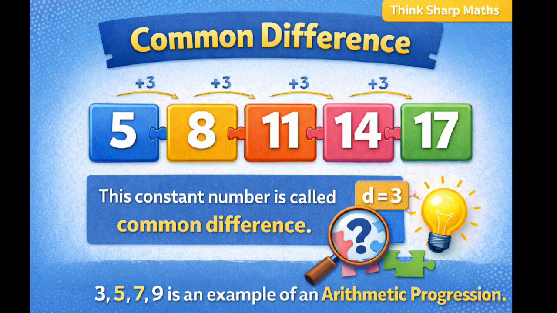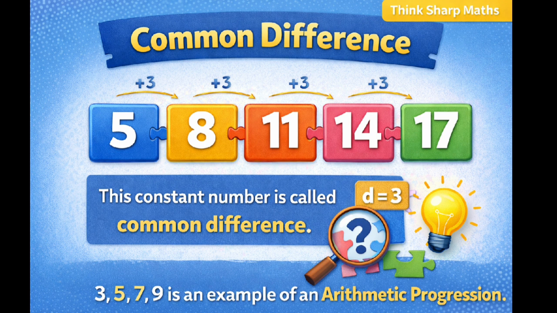Now, the next thing is the common difference. Look at another pattern: 5, 8, 11, 14, 17. Here, observe the change between the numbers. 5 to 8, what are we doing here? Plus 3. 8 to 11, plus 3. 11 to 14, plus 3. The same number is added every time. So the constant difference is called the common difference. We represent the common difference by the letter d, students. So in this sequence, the common difference is 3, because every time we are adding 3.